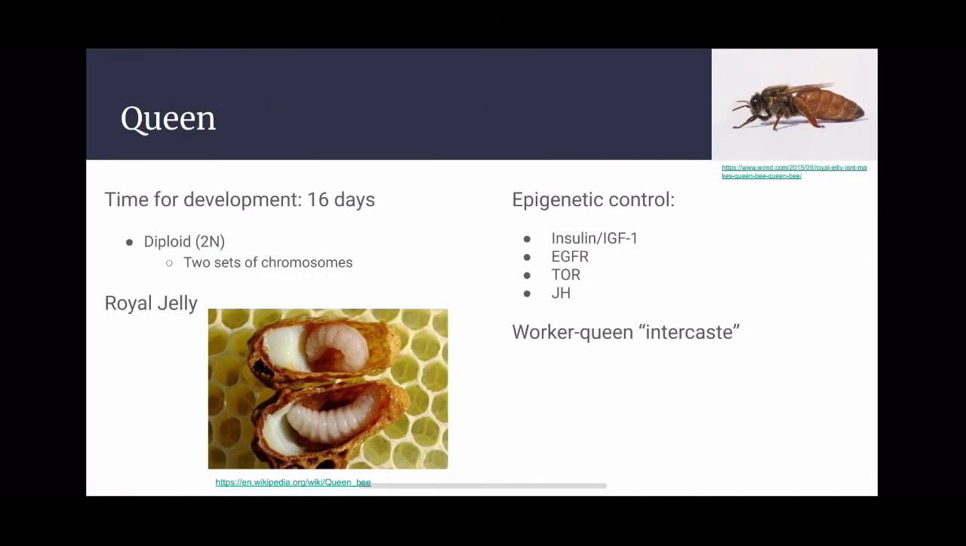So the queen honeybees take 16 days to develop, which is the shortest amount of time to develop for any of the 3 castes of honeybees. Queen bees are diploid, which means they have 2 sets of chromosomes for a total of 32 chromosomes. According to an article by Beetsma, queen worker differentiation in the honeybee is regulated by the quality of food during the first 3 days of larval life. So diet for a queen bee is very important to differentiate it from a worker bee.